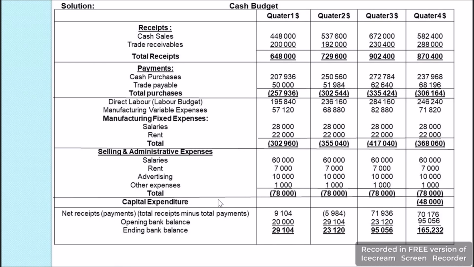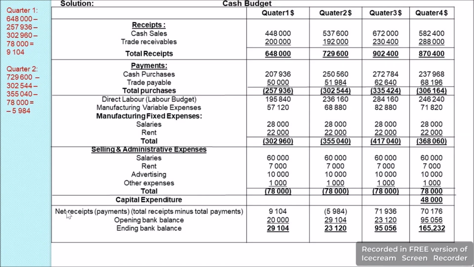We have capital expenditure which is only for the fourth quarter, and we have calculated this in our working notes as $48,000, and all these expenses should be subtracted from the total receipts so that we can get the net receipts or net payments. Now we'll find the net receipts or the net payments for the first quarter.